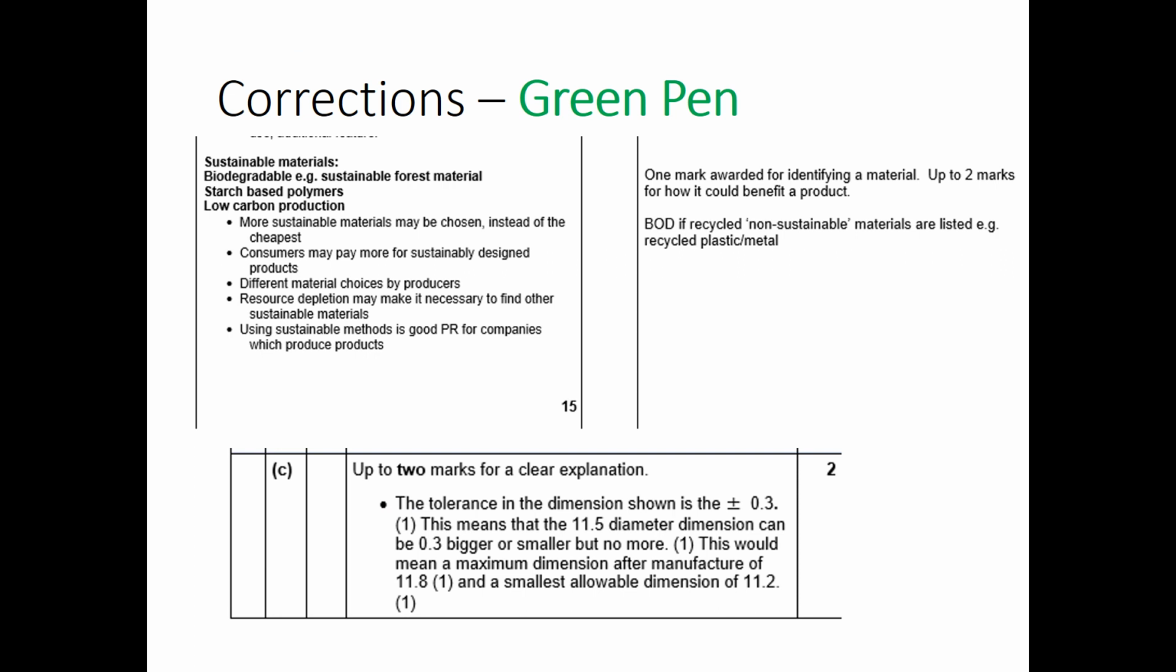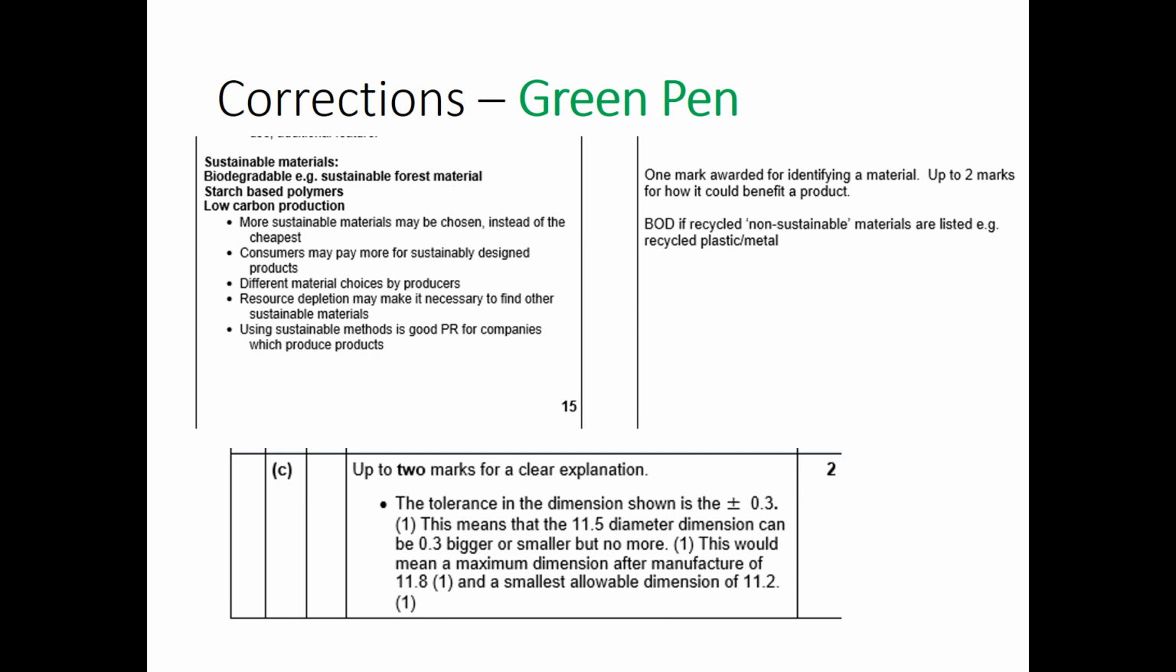Okay, for the sustainable materials, things you could have had, this is worth 3 marks. More sustainable materials may be chosen instead of the cheapest. You gave an example of a sustainable material, so I said forest materials. Consumers may pay more for sustainably designed products. Different material choices by producers. Resource depletion may make it necessary to find other sustainable materials. And also it's good PR for companies.